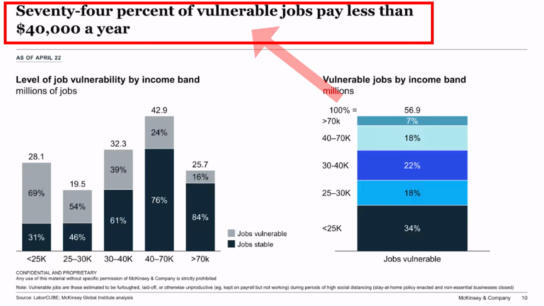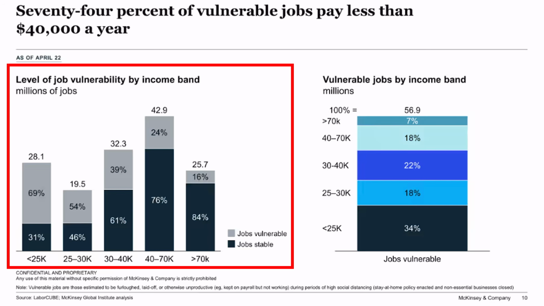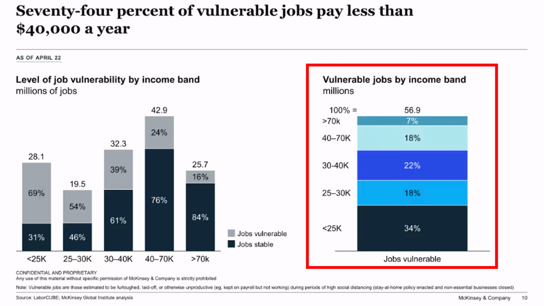All right, let's talk about these McKinsey charts real quick. This is a slide that came out during the COVID-19 pandemic that's talking about the job market and how it's going to change. The title of the slide says 74% of vulnerable jobs pay less than $40,000 per year. And you've got two charts here, a stacked column chart with the title that says level of job vulnerability by income band, and a 100% stacked column chart. So it says vulnerable jobs by income band.